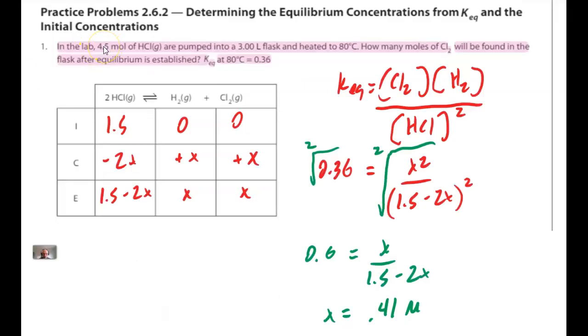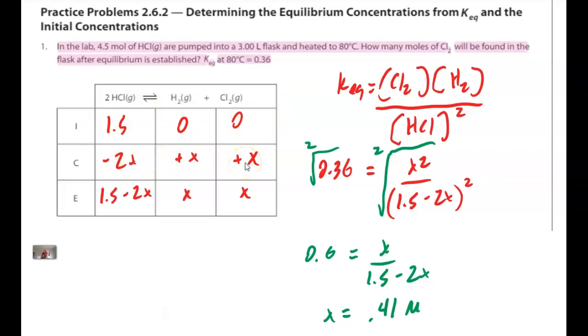First thing I did is took the 4.5 moles of HCl, the reactant that's in a 3-liter flask, and converted it to molarity. Moles over liters is molarity, 4.5 over 3 is 1.5. There's no mention of any product initially, so I set those equal to 0. And if all I have are initial concentrations, I have to use x's for my C row.